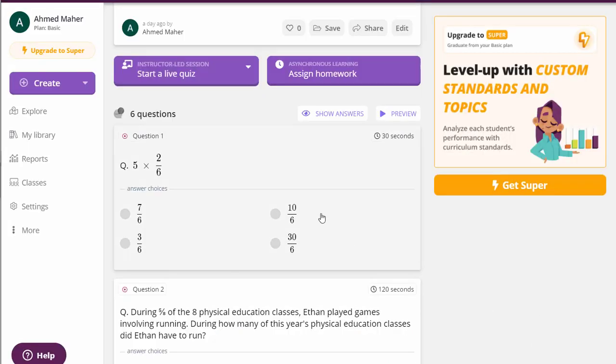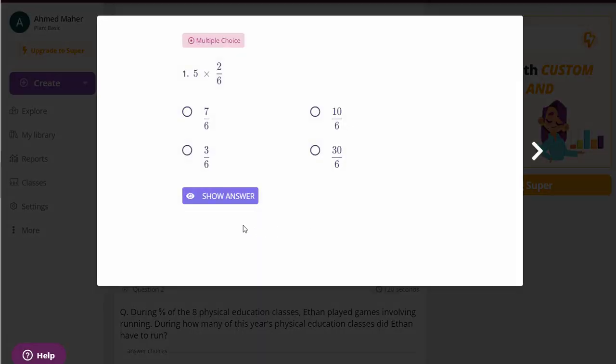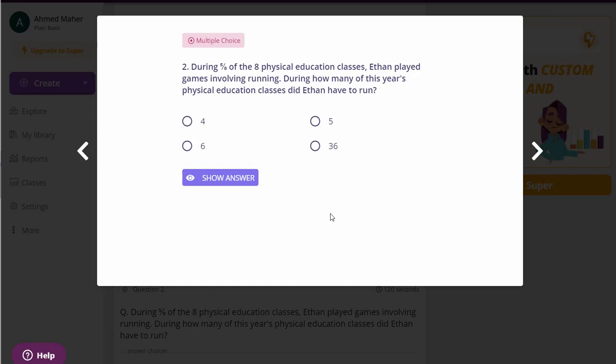So let's see the answers. The first one, 5 times 2 sectors, it is 10 sectors. And the next one, for this question, we need to multiply 8 by 5/8. The answer will be 48. When you try to write it as a mixed number, you will get 5. Any problems? No, teacher, I don't have a problem.